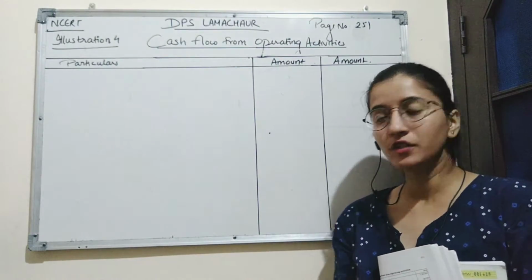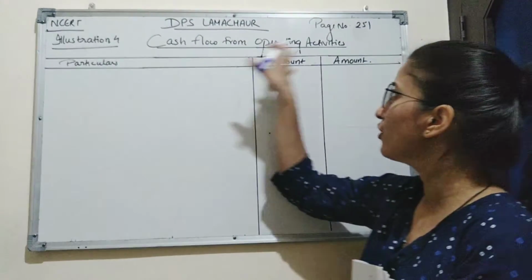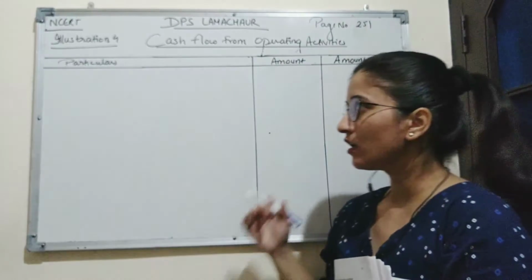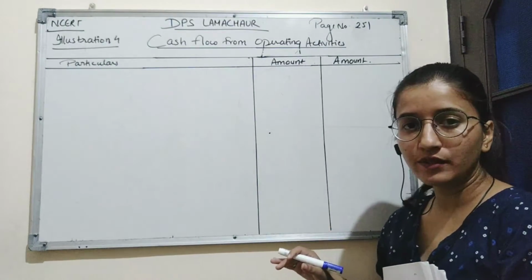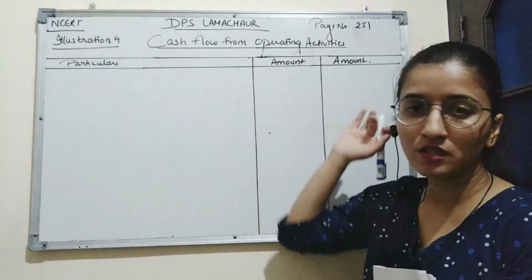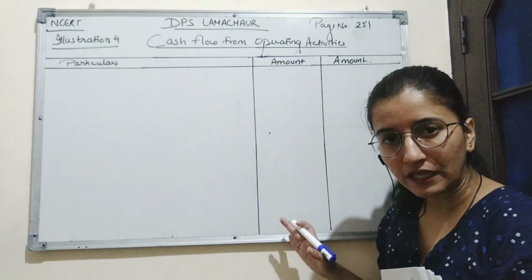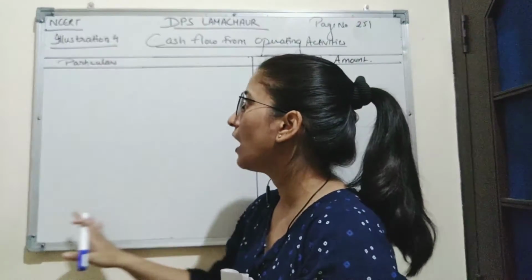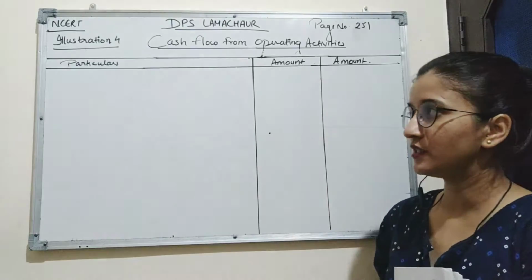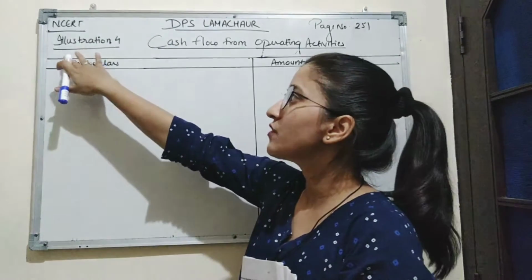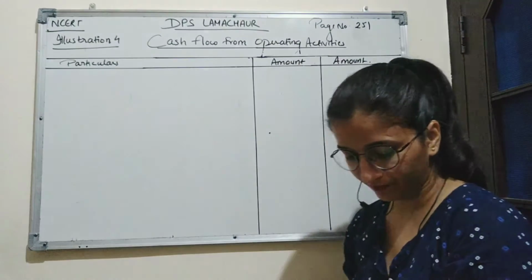Today in this session, we'll be solving the practical question based on cash flow from operating activities. As we know, cash flow statement is classified into three activities. We have already discussed the operating activities and solved one question based on them. Here we'll solve another question based on cash flow from operating activities. This is Illustration 4 of NCERT, page number 251.